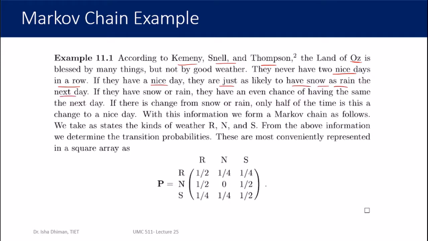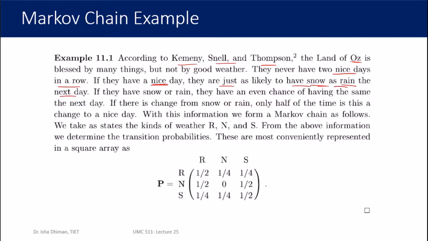So that means if the day is nice, then there is an equal probability of the weather being snowy or rainy the next day, right? So there is a half probability that it may rain the next day or it may snow the next day. So that's the probability they are telling you to go from one state to another. From the nice state, if you go to snow or rain, the probability is equal.